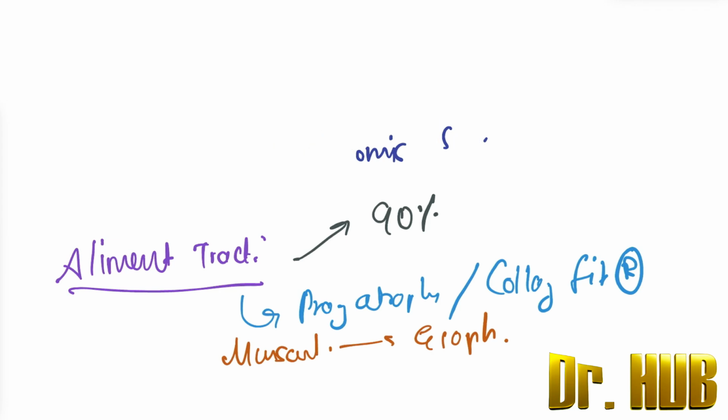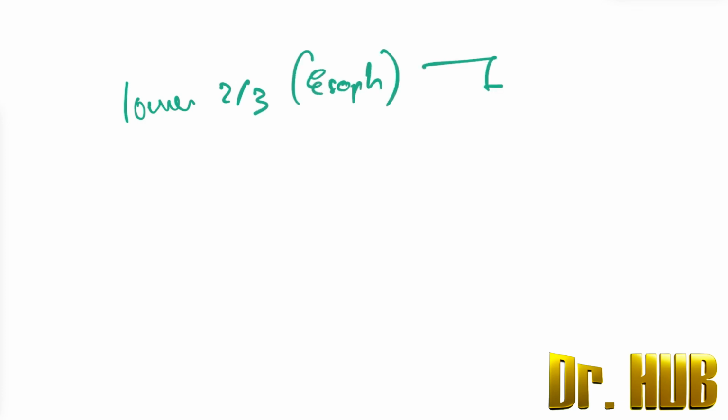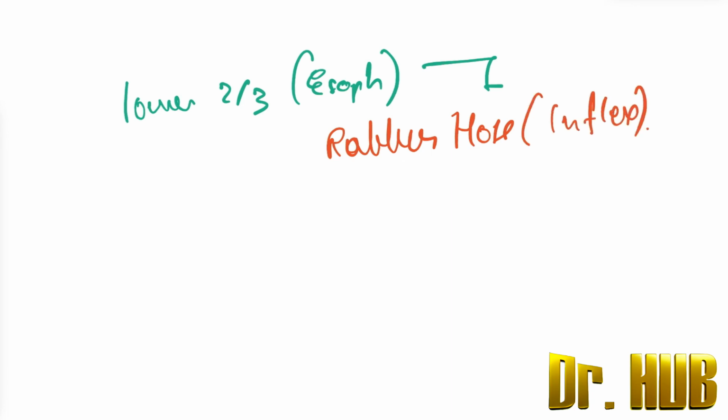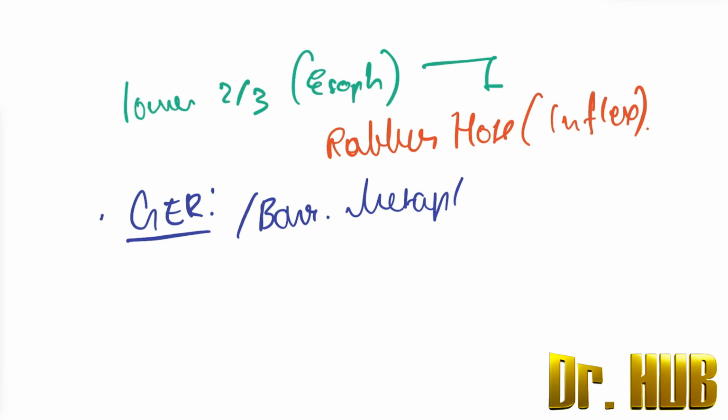Another thing to note is that the lower two-thirds of the esophagus often develops a rubber hose-like inflexibility. Next, there is gastroesophageal reflux, GER, as well as Barrett's metaplasia and the presence of strictures.